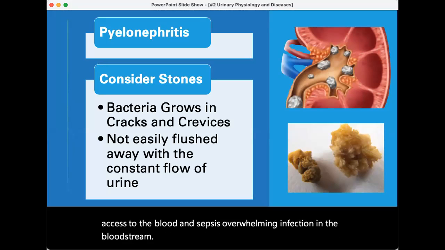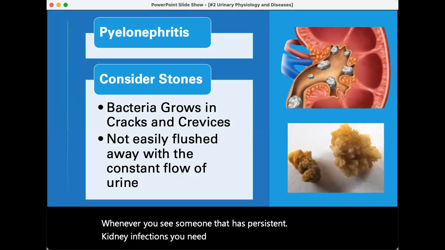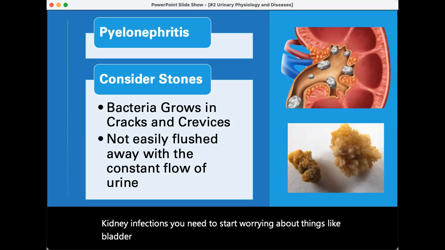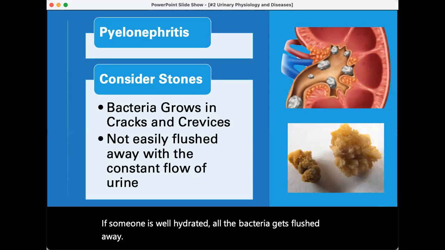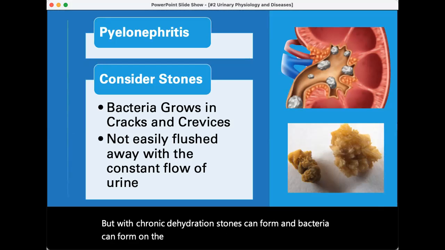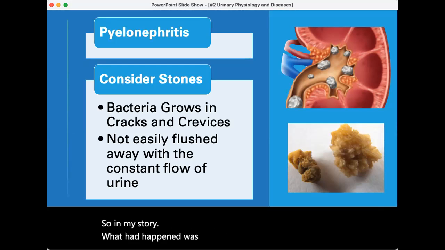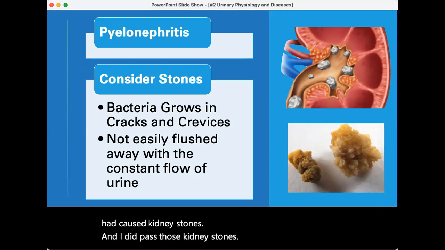Whenever you see someone that has persistent kidney infections, you need to start worrying about things like bladder stones. Usually, if someone is well hydrated, all the bacteria gets flushed away. But with chronic dehydration, stones can form and bacteria can form on the stones. So in my story, the chronic dehydration indeed had caused kidney stones, and I did pass those kidney stones very painfully.